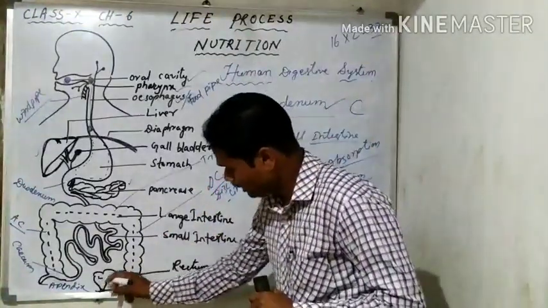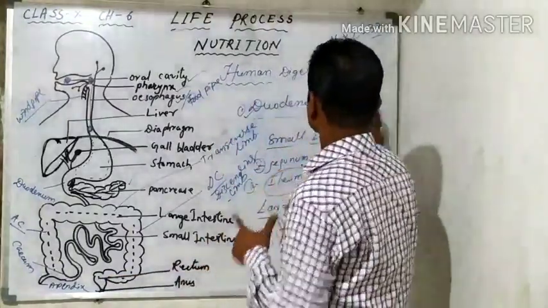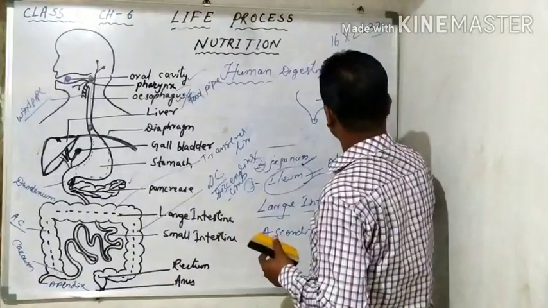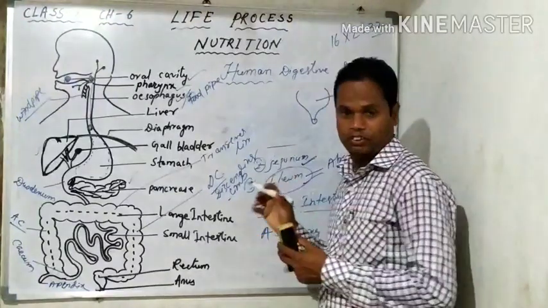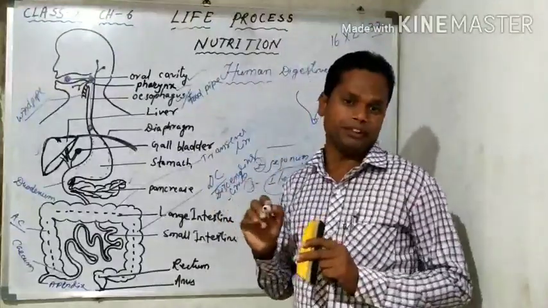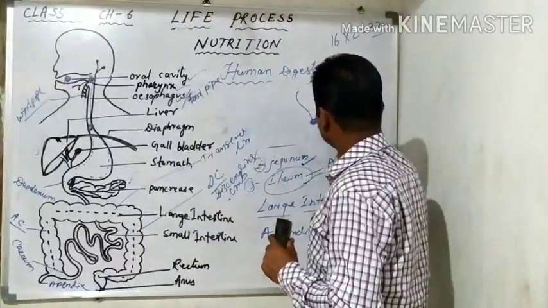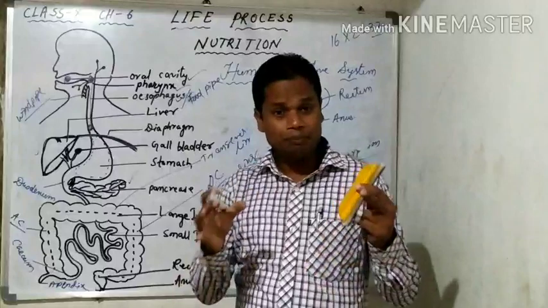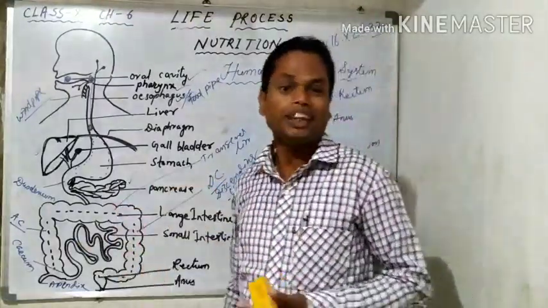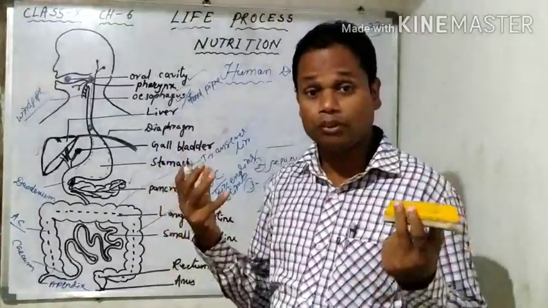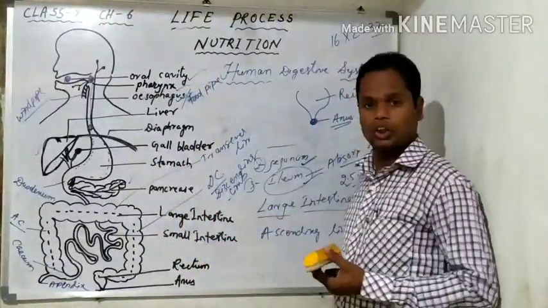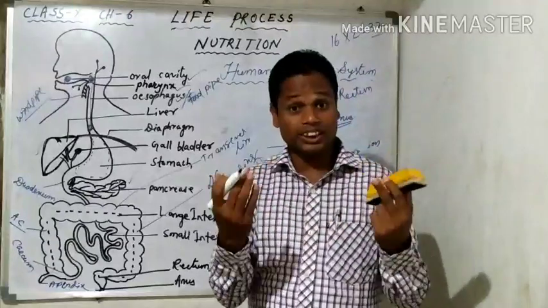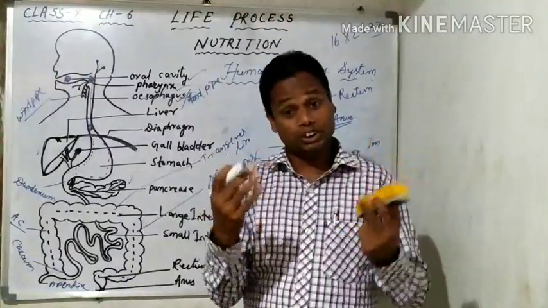The next part of the digestive system is the rectum. The rectum is a temporary storehouse of fecal matter. The fecal matter or stool is stored for a temporary period. At last, you will find a small opening, the anus, through which defecation happens. Defecation means removal of fecal matter, the waste material, from the body through the anus. Okay, so this is all about the structure of the human digestive system. Now we will discuss the digestive glands and the process of digestion.